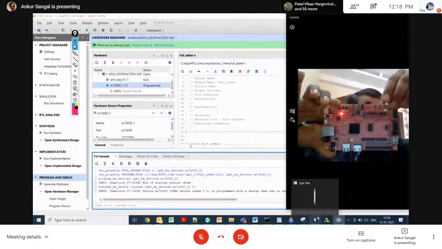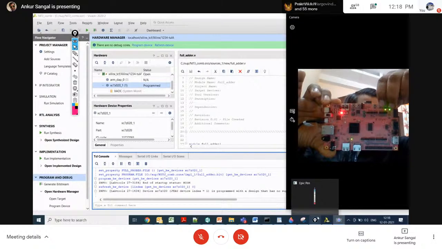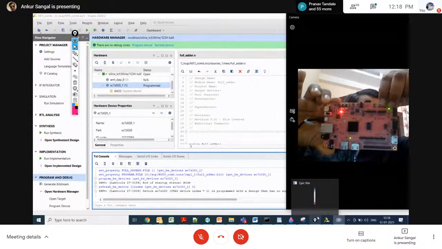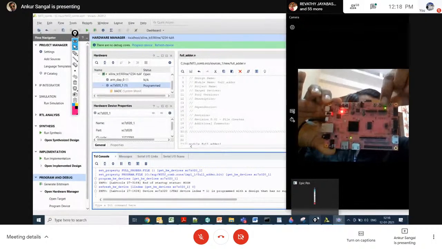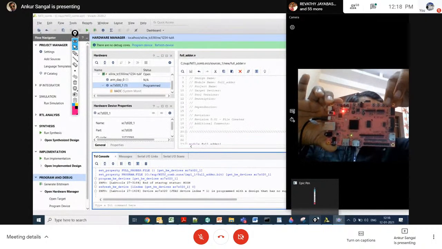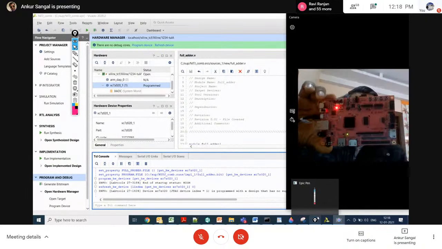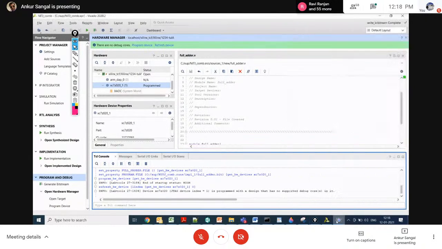So with the help of these push buttons, you can verify your logic at that time. All are one, so sum and carry, both LEDs are glowing. When A or B is 1, carry is 1, sum is 0. If you have pressed only one switch, sum is 1, carry 0. So in this manner, you can verify your logic.